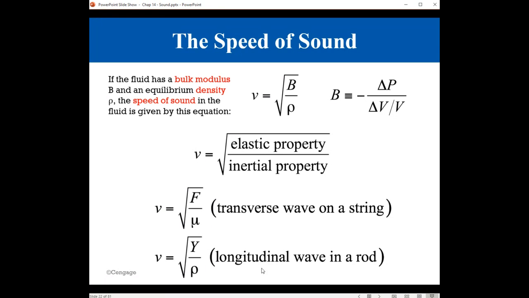For longitudinal waves, the velocity is determined by an elastic property divided by an inertial property. We have this equation for gases and liquids. We have this equation for solids. The velocity of sound in solids is equal to the square root of Y over rho. Y is the Young modulus. Young modulus is similar to the bulk modulus, but this is for solids, while bulk modulus is for liquids. Again, Young modulus is related to the change in the pressure divided by the fractional change in the length, for example, of a string. So these equations allow us to calculate the velocity of sound.